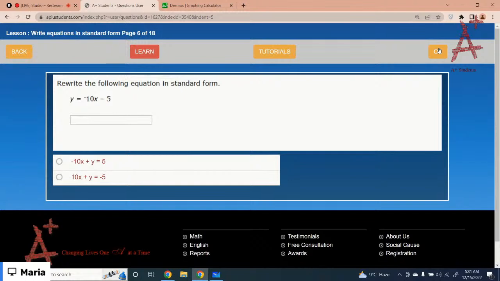Okay, so which of the options is the correct one? Y equals negative 10x negative 5. It will be the second option. 10x plus y equals negative 5. Got it? So select the correct option and click on the OK button.